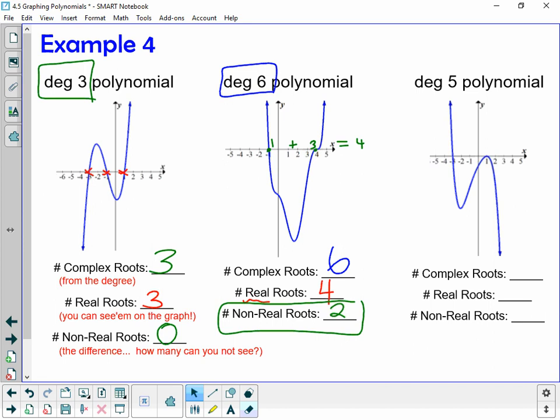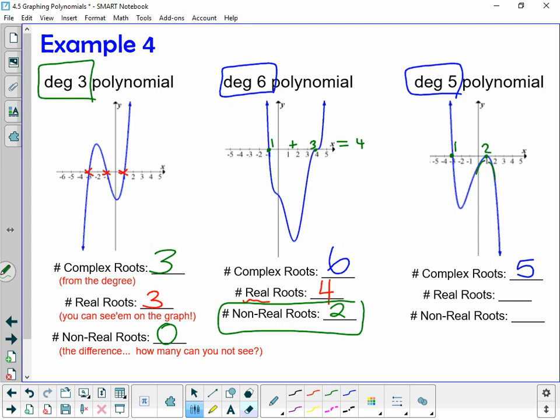All right, this one I know is degree 5. It's a degree 5 polynomial. That means we know it has 5 complex roots. Complex roots is the total number of roots. This one has 5. If I look at the graph and count up how many roots I can see, 1 root here, and this root has a tangent behavior, so I know that counts as 2 roots. It's a root that has a multiplicity of 2. So that means what I can see on the graph is 3 real roots. And because I can only see 3 of those 5 roots, I know it must have a couple of non-real roots.